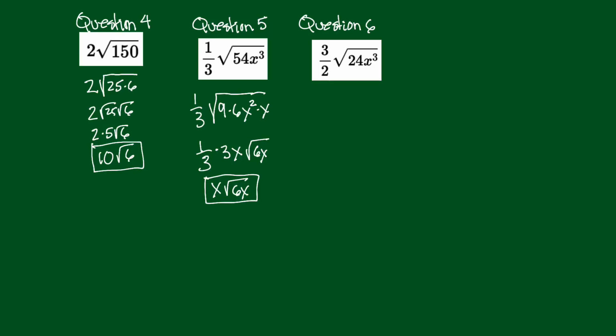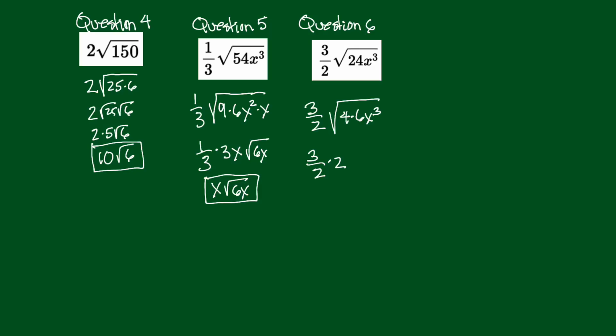Question 6, we've got 3 over 2 times the square root of 24x cubed. I'm just going to bring that 3 halves down. Now, 24, I'm thinking 4 goes into 24 6 times. So how about 4 times 6? And then we've got that x cubed. I'll deal with the x cubed in a minute. But this is going to be 3 halves times, now, I'm not going to break them all apart. What is the square root of 4? Square root of 4 is 2. Now, what is the square root of this x cubed?